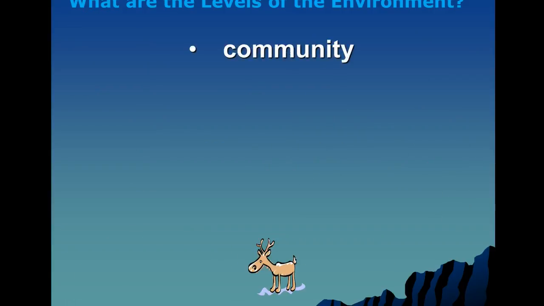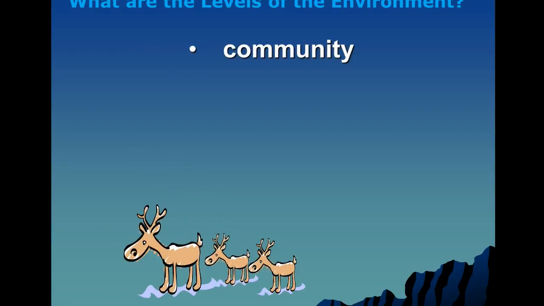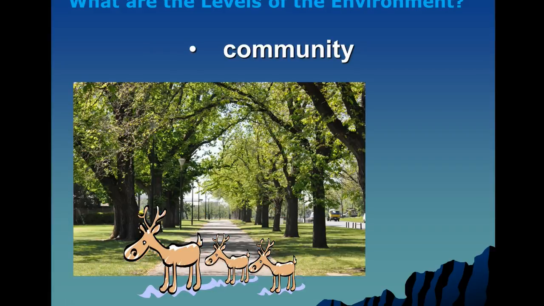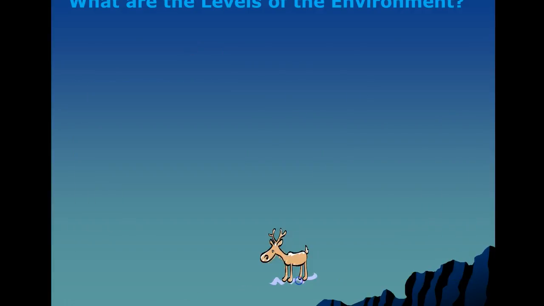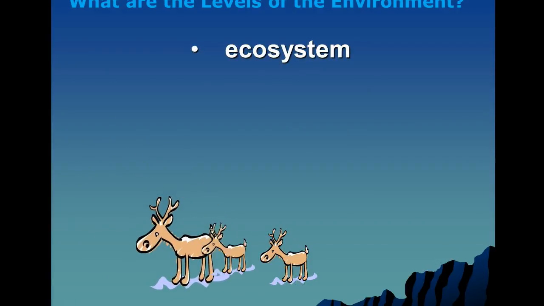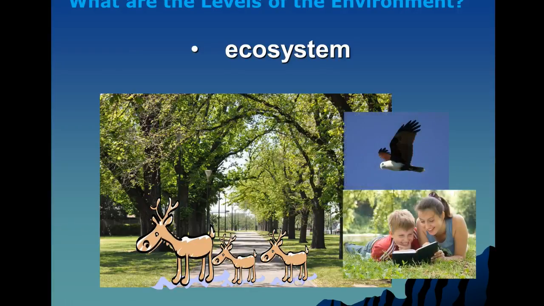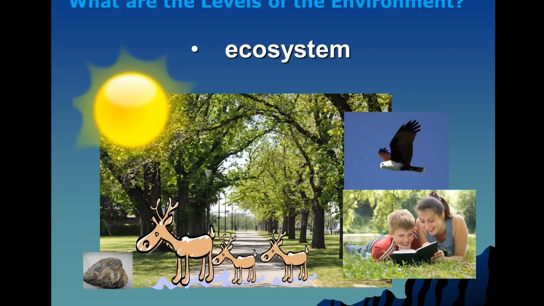The next greatest level of environment is community. So we have our single deer. Then we have his friend deer to make up the population. And then you add in all the other living things like trees. How about some people? Maybe a bird flying overhead. That makes up the community. Now we have our deer friend, all the trees, the people, the birds, and the non-living things. We add in some sunshine and a nice little rock, and now we have a complete ecosystem. We have all the living things and the non-living things together.